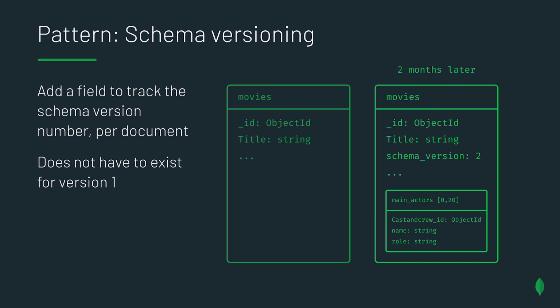With the schema versioning pattern, we just add a schema version number to it, which allows us to have a field keeping track of the schema version. The benefits here are that you don't need to update all the documents at one time. In fact, you may not have to update documents at all until their next modification.